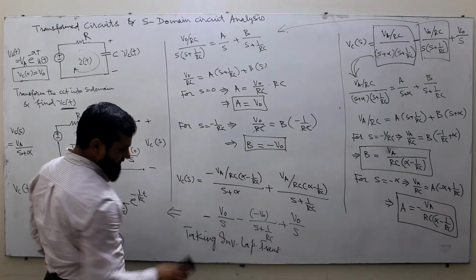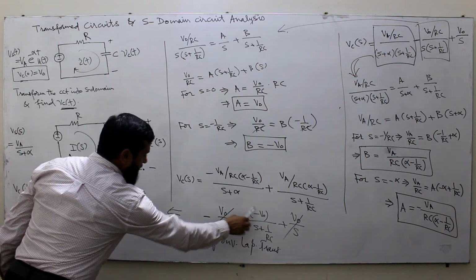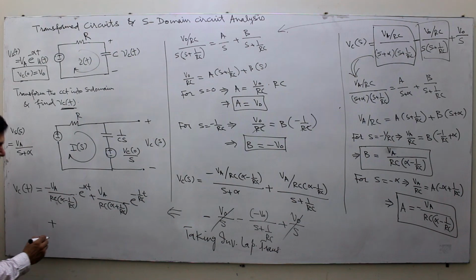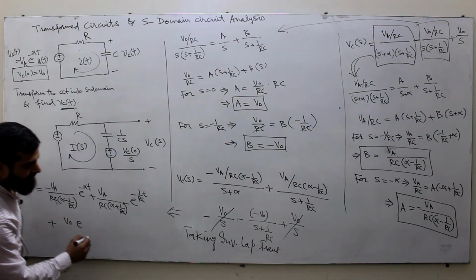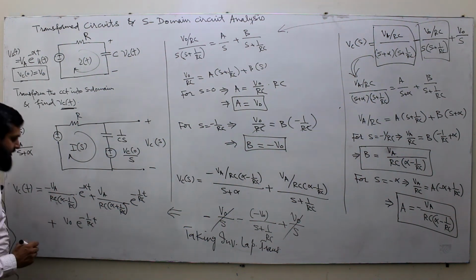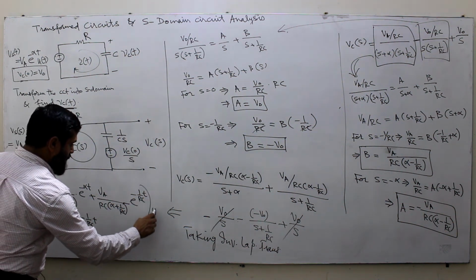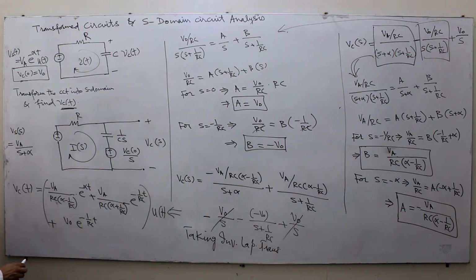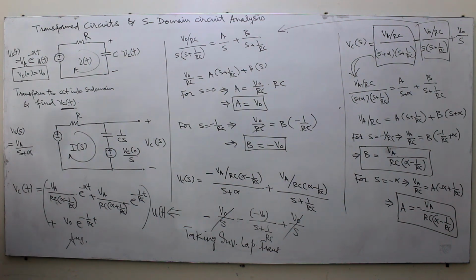And then the next is minus, actually we can clearly notice here this plus V naught over S and minus V naught over S is actually cancelled out, so we don't need to write them. However, minus minus plus, so this will become V naught into e to the raised power minus 1 over RC into t. So we will actually multiply it with u of t, the unit step function, and this is our required VC of t, our answer. So this is the solution.